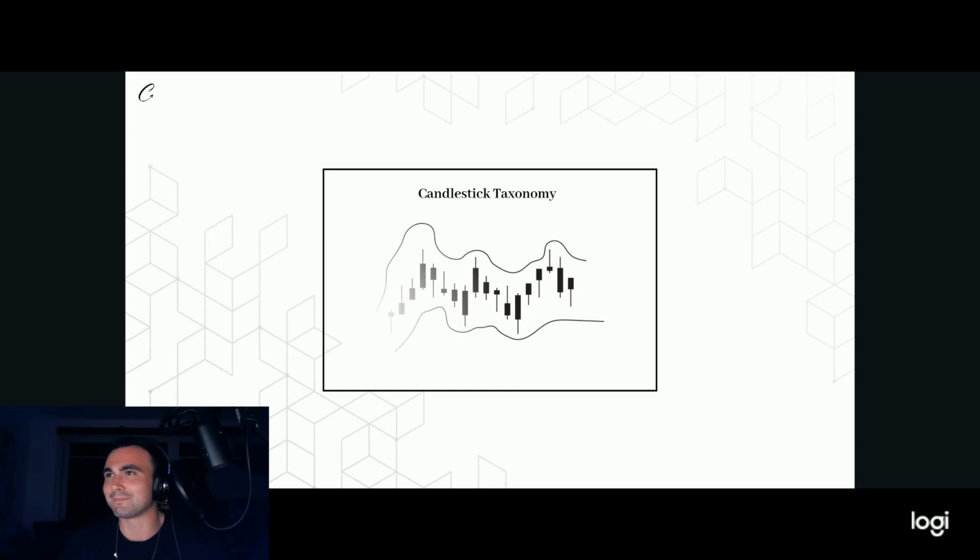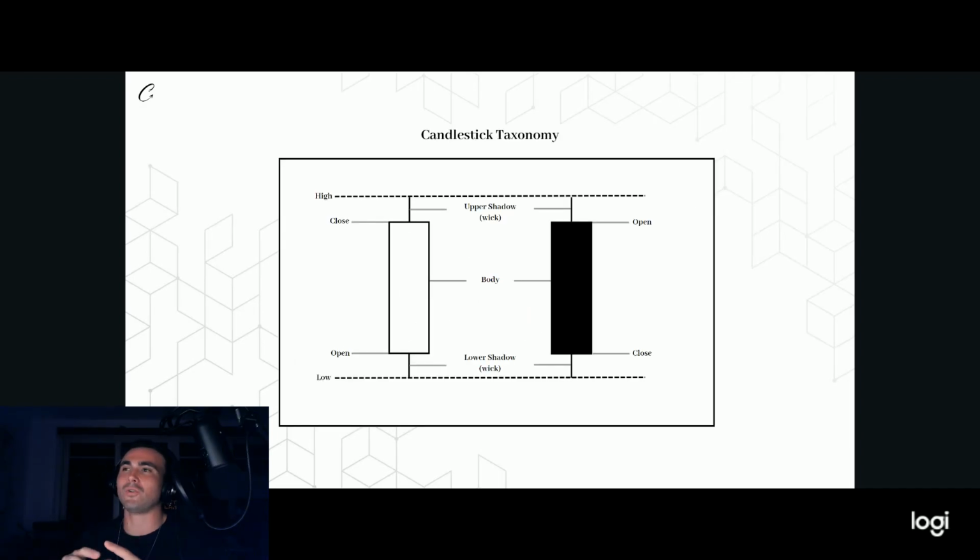Candlestick taxonomy. All right, so we've got two candles here. Both of them mean different things. On the left, we have a white or a green candle. On the right, we have a black or a red candle. The only difference between the two is where they open and where they close. For a green candle, the close price is higher than the open price.